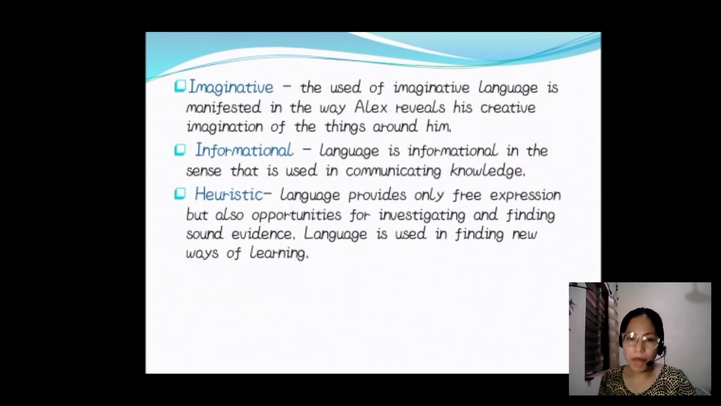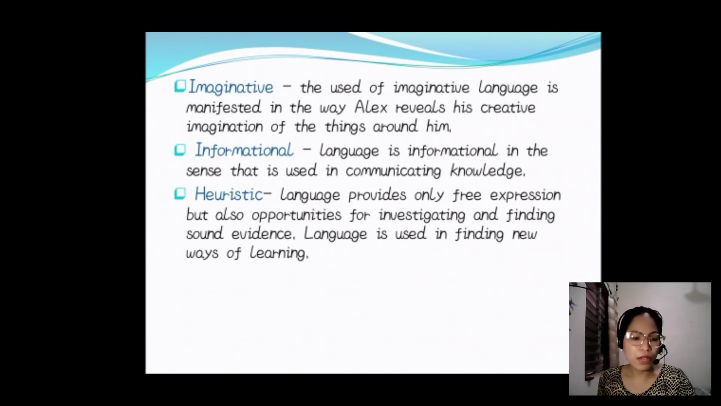Next we have imaginative. Imaginative is the use of imagination, and language is manifested in the way, for example, Alex reveals his creative imagination of the things around him. So we all can be imaginative, right? We have all the imaginations running around in our head, and it is so amazing that in language we can be imaginative.